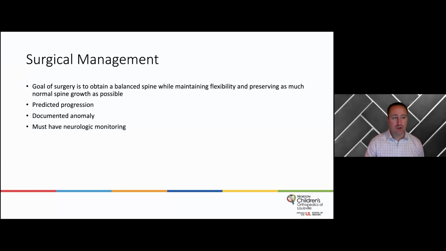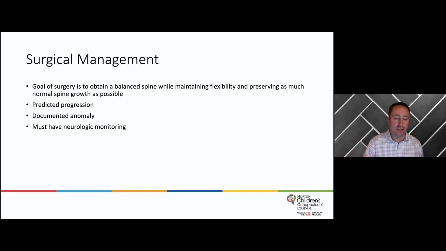Surgical management goal is going to be to obtain a balanced spine while maintaining flexibility and preserving as much normal spine growth as possible. And so if someone has a hemivertebra and they have a big curve, you don't want to fuse the whole area where the curve is, because a lot of times you're operating on young kids, and if you do a 6, 7, 8 level fusion in a child that young, their spine cannot grow. So the idea is to remove that offending area and fuse just a small portion and allow the spine to essentially continue growing.